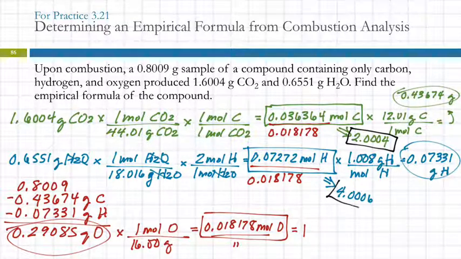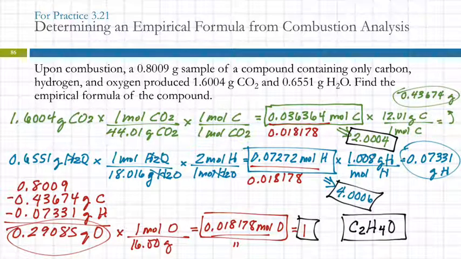So that's one of my numbers. This is another of my numbers. And this is the other one. Can I round those numbers to whole numbers? Yes, I can. Thank goodness, right? So for carbon, it's 2, C2. For hydrogen, the subscript is 4, and for oxygen, it's 1. And so that's the empirical formula.